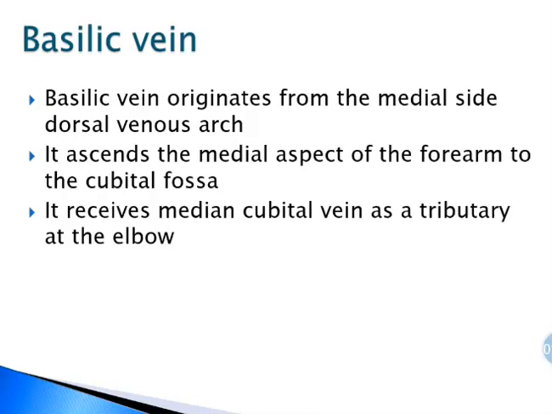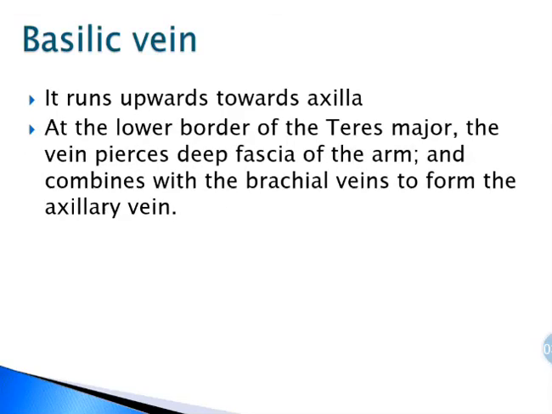Basilic vein. This vein originates from the medial side of dorsal venous arch. It ascends the medial aspect of forearm to the cubital fossa. Here, it receives the medial cubital vein as a tributary at the elbow. Then, basilic vein runs upwards to axilla, and at the lower border of teres major, the vein pierces the deep fascia of the arm and joins with the brachial veins to form the axillary vein.